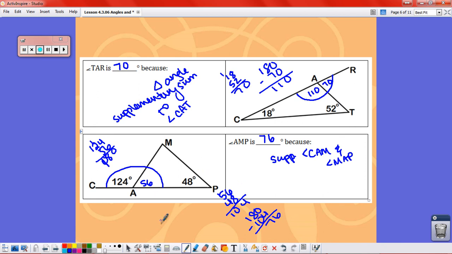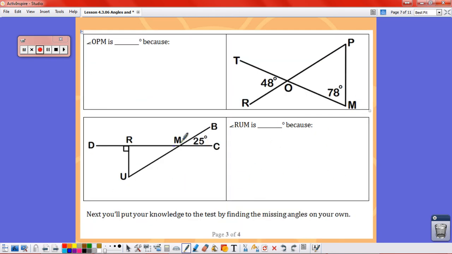What's interesting here is that with the same thing that we do here, where this 70 is equal to 18 plus 52, 124 would be equal to 48 plus this angle. So I could have just done 124 minus 48, and I would have gotten 76. I would have gotten the same thing. But anyway, the original way we did it was triangle angle sum after we did the supplementary angles.